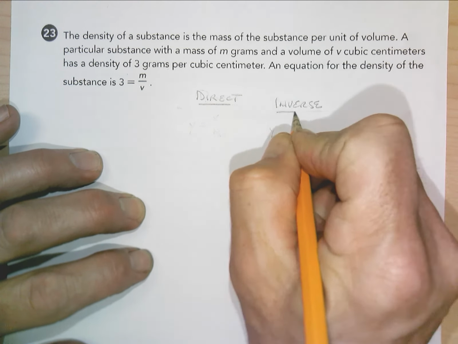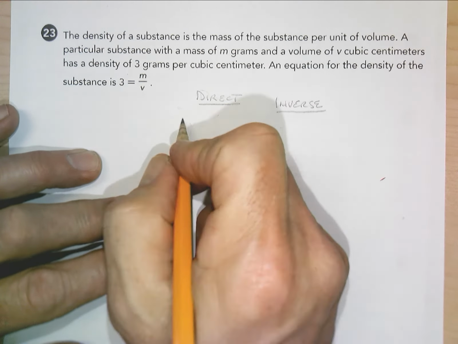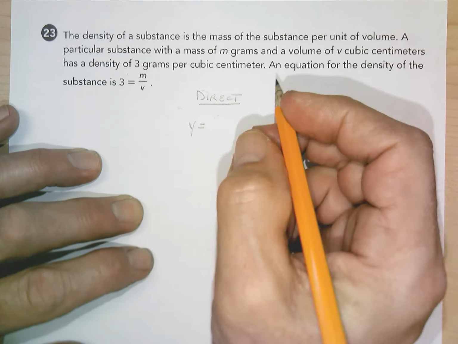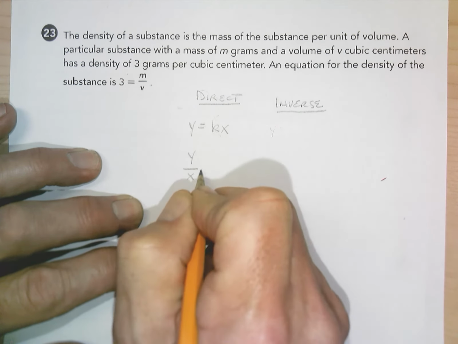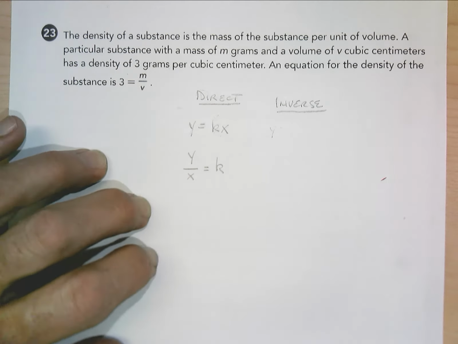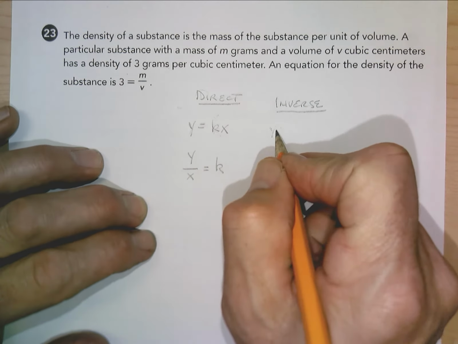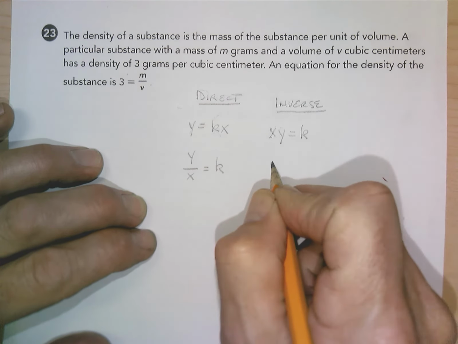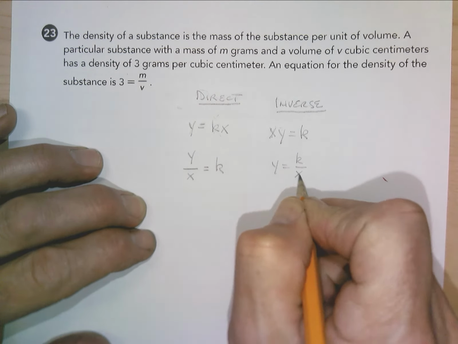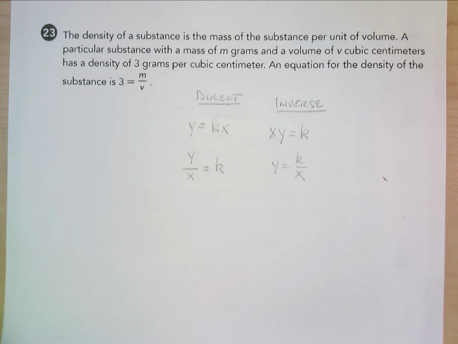So we know that a direct proportion is in the form y equals kx, or y divided by x equals k. In an inverse relationship, we know that x times y equals k, or y equals k divided by x. So we are looking to see if the relationship in the problem has two variables that look like, or can be arranged into, one of these types of equations.